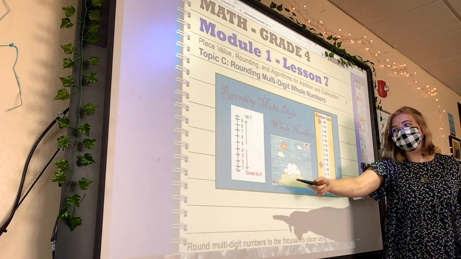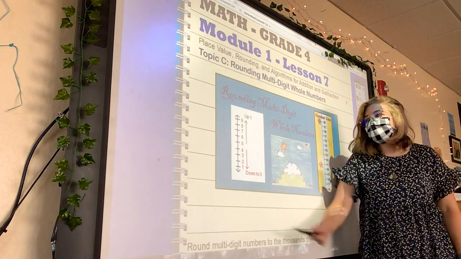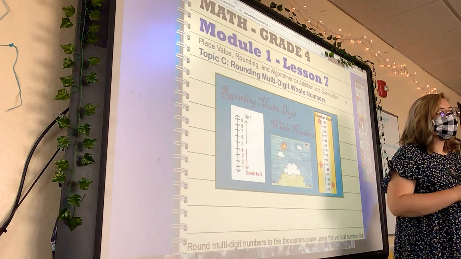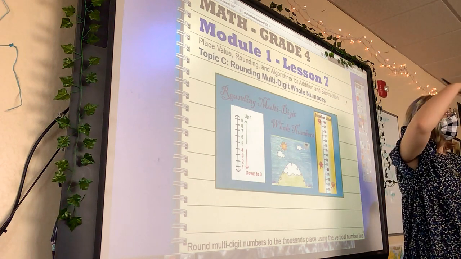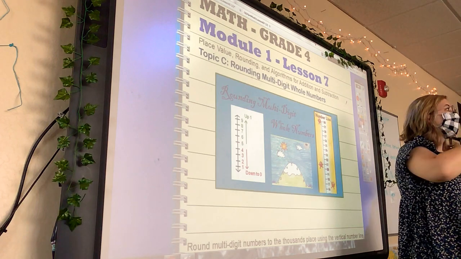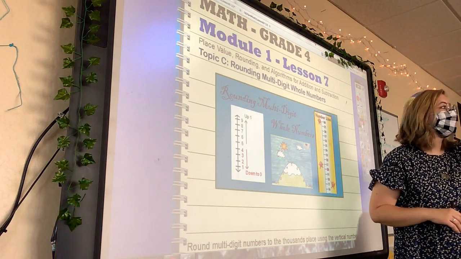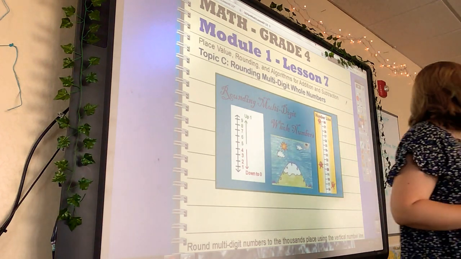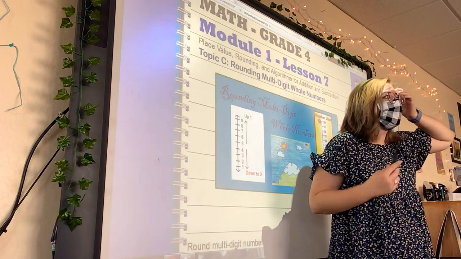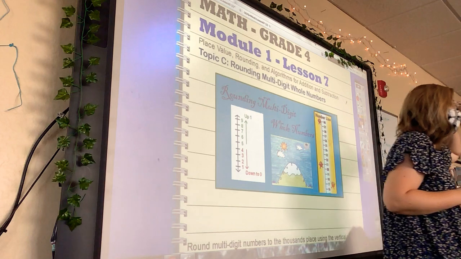So vertical number line is shown here as well as here. So we're going to be finding an end point, a top point, and then a midpoint on the number line, and it's going to help us to find out how we can round these numbers more easily, okay?